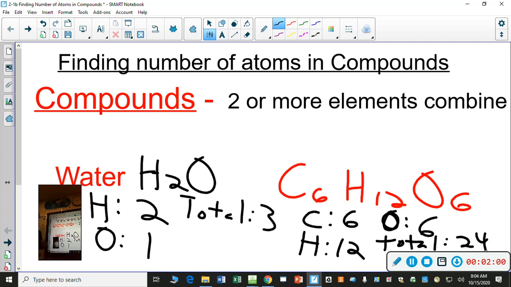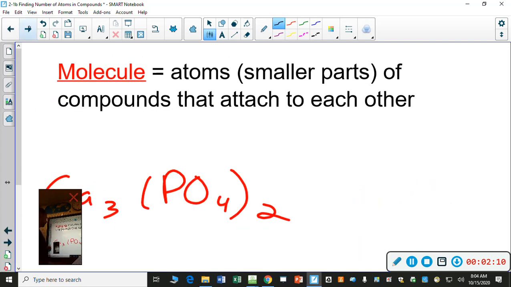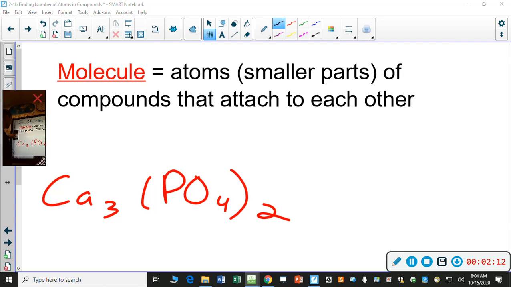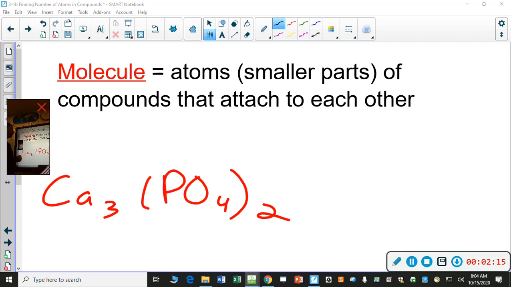Okay, so that's what you guys have to do. You have to count these up. All right, now these are pretty simple, straightforward ones. Of course, there's going to be a little more complexity coming. So here's where it gets a little complex. When you add what's called molecules, molecules are when you have a whole grouping multiple times. All right, so Ca3, just like the last example, we understand that there's 3 calciums. All right, so that's pretty simple.